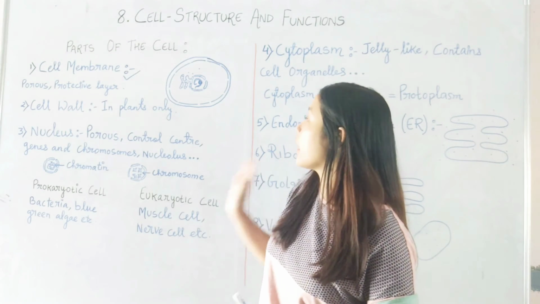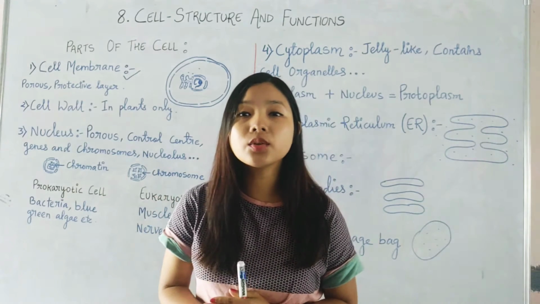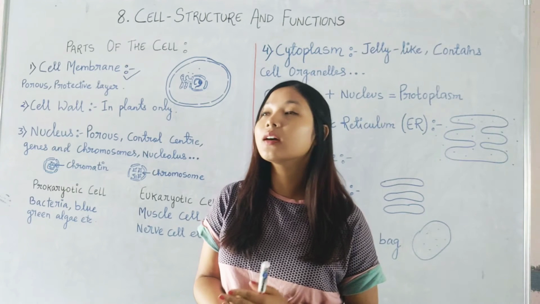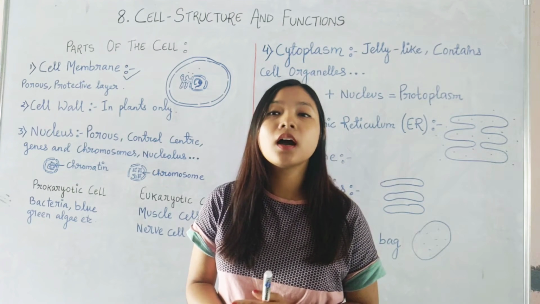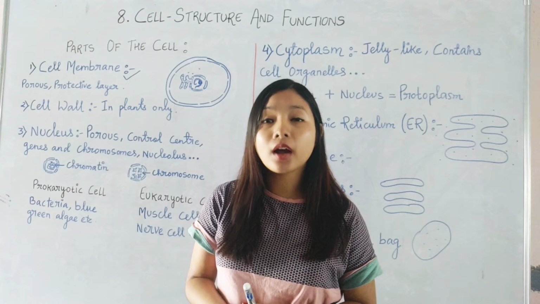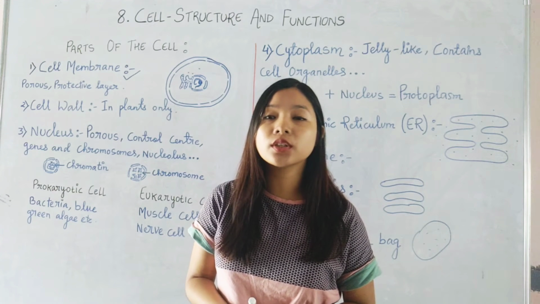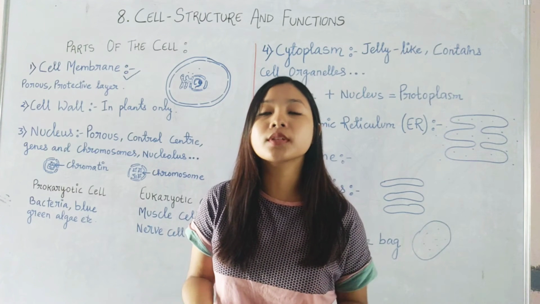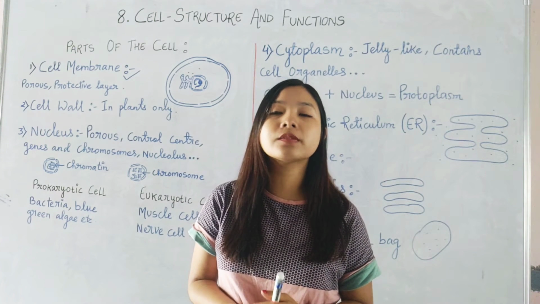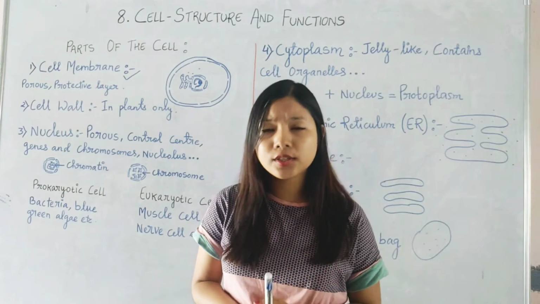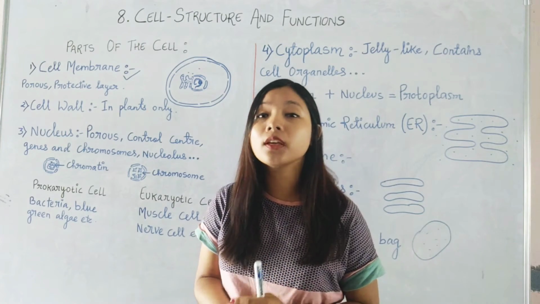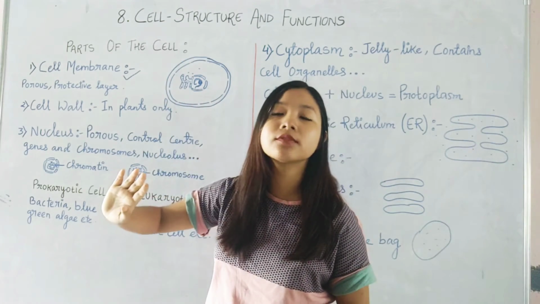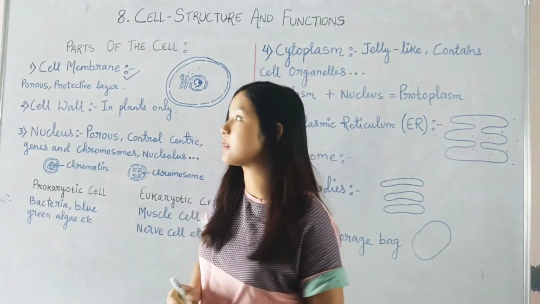Why do plants have this cell wall? As you know, the plants cannot move from one place to another. So during harsh environmental or weather situations, they cannot protect themselves. So they have this extra protective layer to protect themselves from the harsh wind, harsh sunlight as well as heavy downpour. So this cell wall is an extra protective layer but only found in plants.